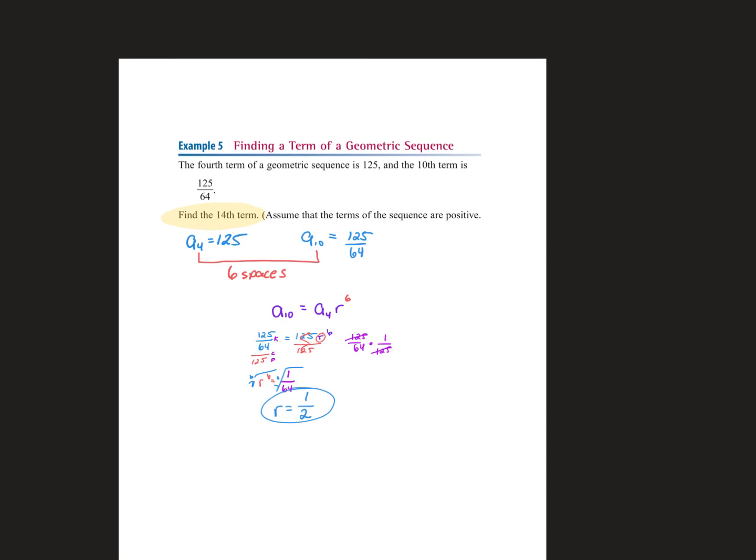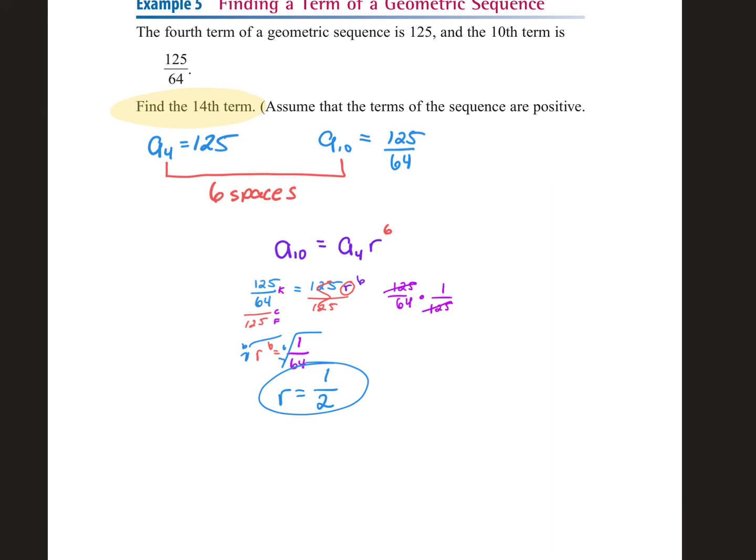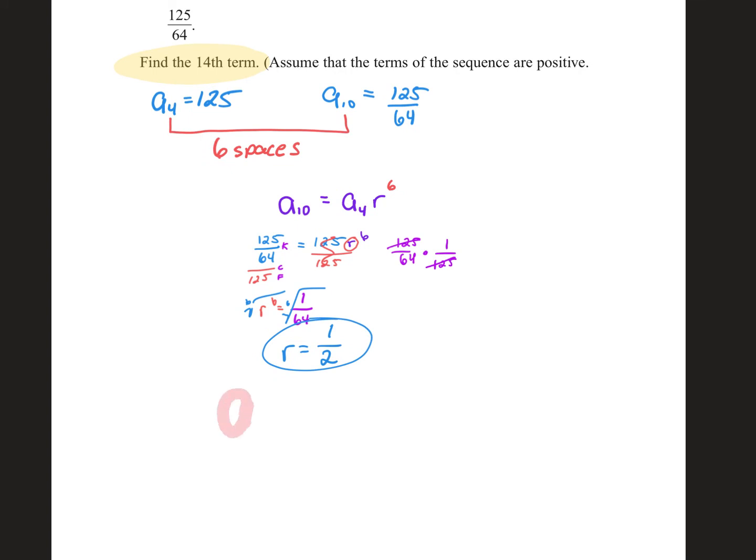Once you find the common ratio here, and I'm going to give you some of these problems to practice on the review, I promise, this is the hardest thing we have to do. We're trying to find the 14th term. Did they give me a term that's close to 14? Yes, they gave me the 10th. I can use either one, but I'm always going to use what's closer.